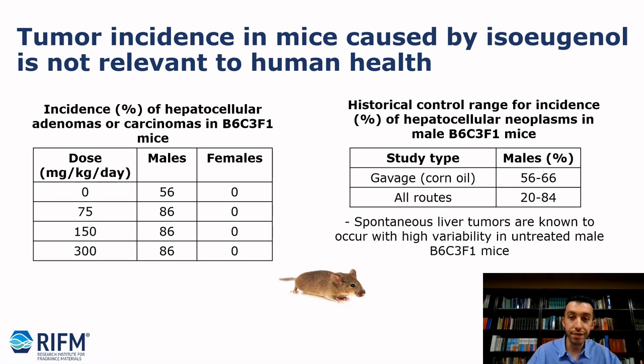This possibility is further emphasized by the complete lack of liver tumors seen in females at any dose, in contrast to the high incidence of liver tumors in male and female mice associated with every dose level of methyl-eugenol. Finally, these liver tumors were not seen at all in male nor female rats treated with isoeugenol, whereas they were seen in both male and female rats treated with every dose of methyl-eugenol, just like the mice.